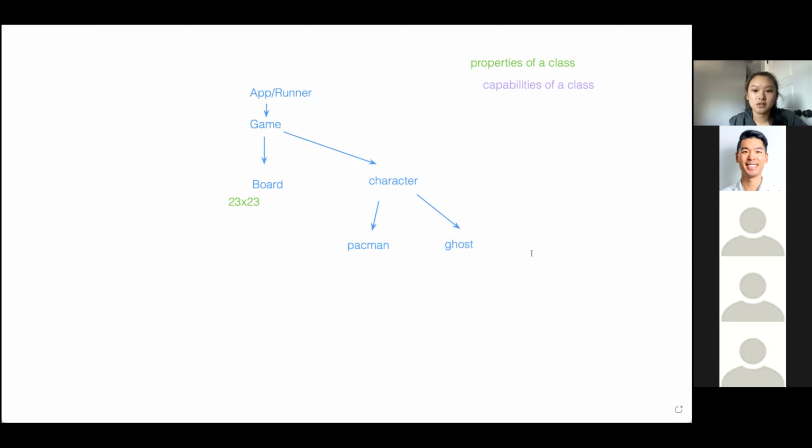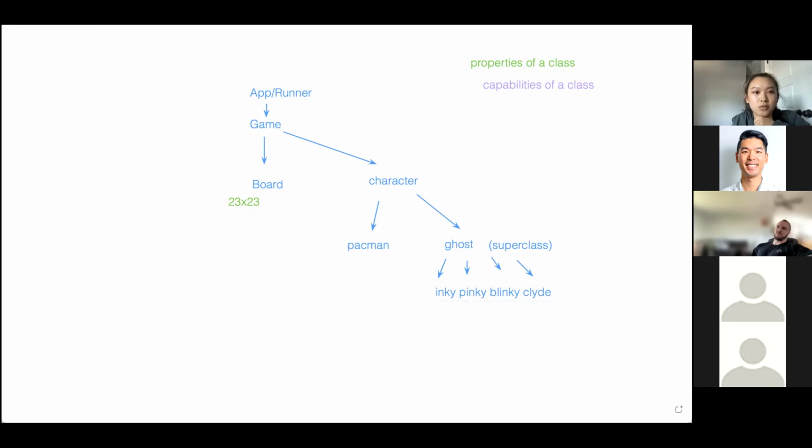Okay, so our ghost is a superclass. And then within our ghost class, we have 4 different ghosts. I believe they're called Inky, Pinky, Blinky, and Clyde. Okay. What about our dots and our energizers? So our little dots and our big dots, where should we put those?